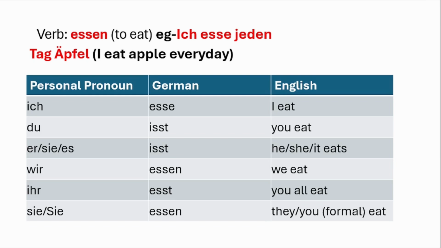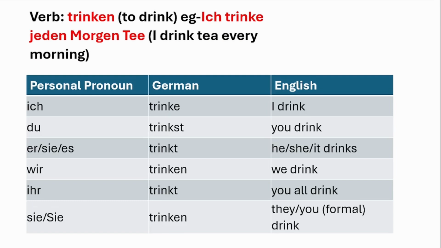So let's give it an example. Ich esse jeden Tag Apfel. I eat an apple every day. Yes, I do really eat an apple every day. And do you? So let's go to the next verb, that is trinken, to drink.